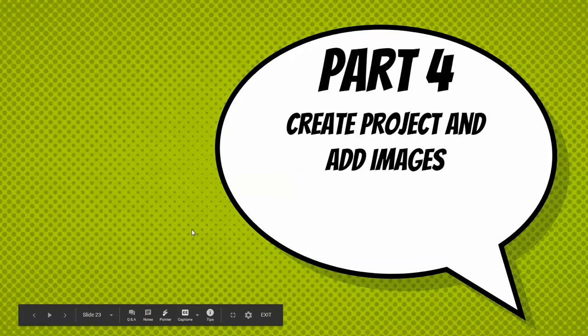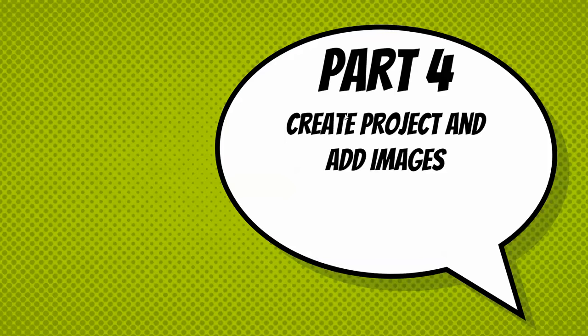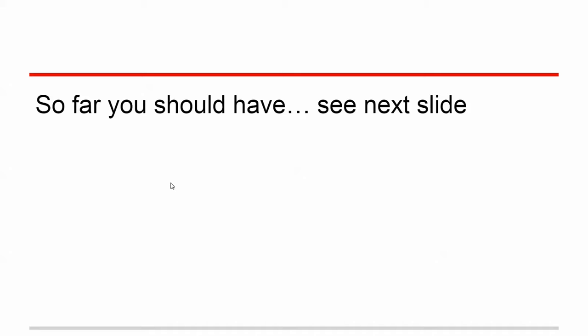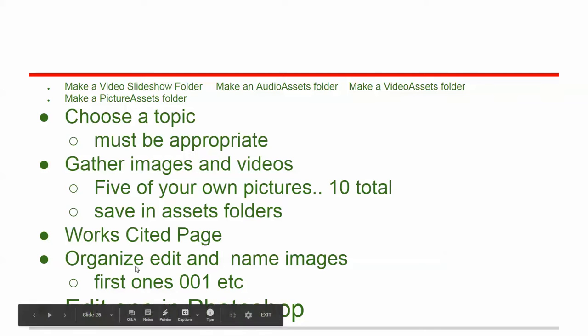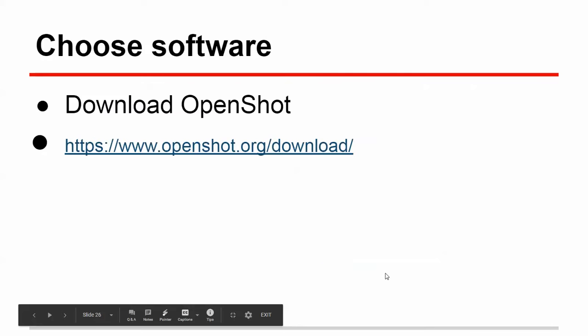Ladies and gentlemen, and photographers and video designers, we're going to create the project and add the images. But before we do so, this is what you should have so far. You should have a topic, a theme that's appropriate. You should have gathered images and maybe a video by now: 5 you took, 5 you got off the internet. You saved them all in the assets folder with good names. You started a works cited page for everything that you got off the internet. You have edited the names of the images. You edited one image in Photoshop, and so on and so forth.